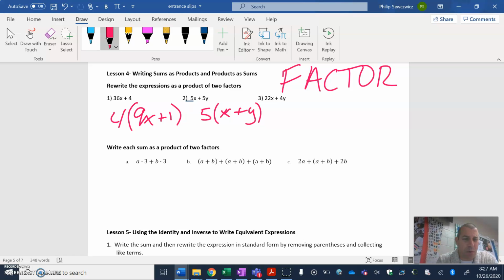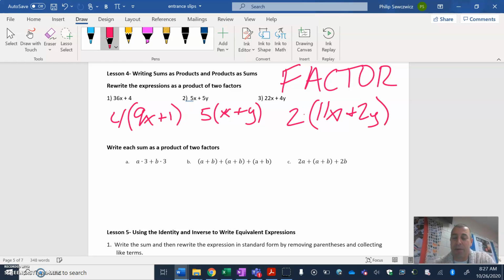Let's go in reverse here. Question number 1, 4 times 9x, 36x. 4 times 1, there's your 4. And in question number 3 here, again, we're pulling out what's in common. So I'm going to go to the 4 because it's smaller. Yes, I can pull out a 2, but I can check a 4, but no, I can't divide 22 by 4, so I can't use it. So we're going to use a 2. So 2 times what is 22x? That's another 2 times what is a 4y? Is a 2y, and we're done.